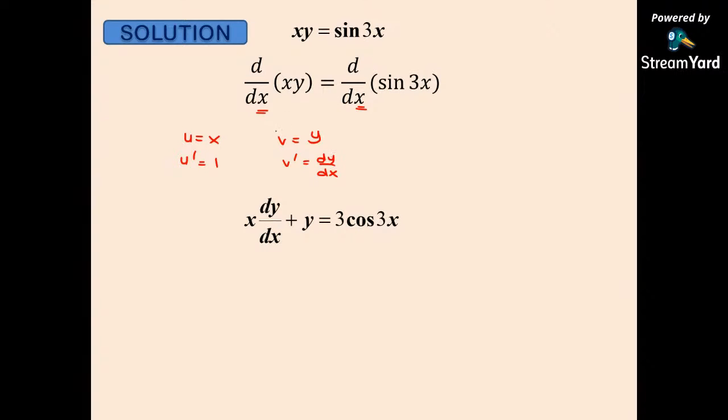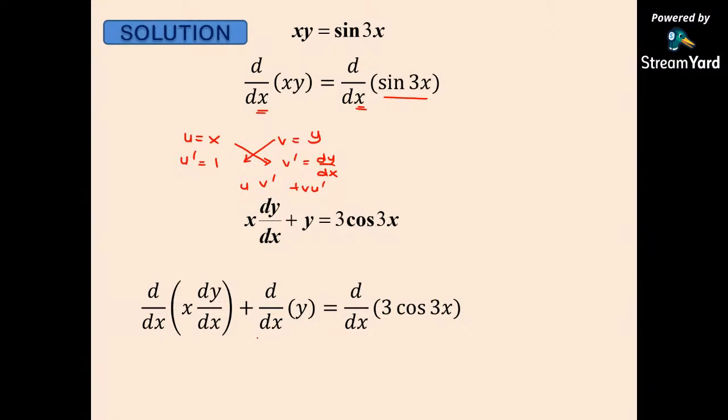Okay, and then we're going to use the product rule. So this is u v prime plus v u prime. So we are going to get x dy over dx plus y equal to, okay, now we differentiate sine, we are going to get cos. So cos of 3x, and then you differentiate 3x, you are going to get 3. So we have x dy over dx plus y equal to 3 cos of 3x. Once we have this, let us differentiate again to get the second derivative.